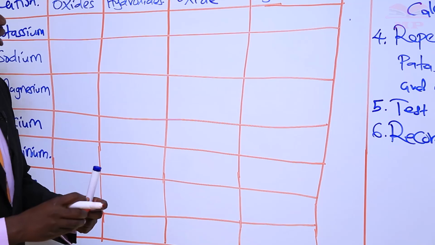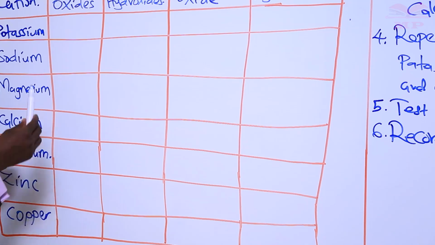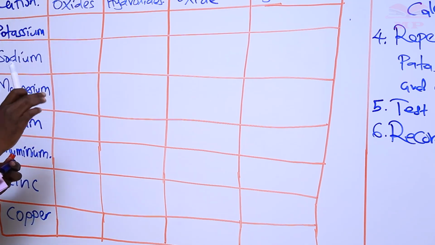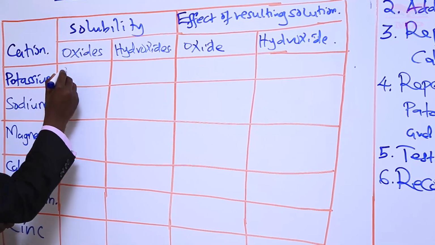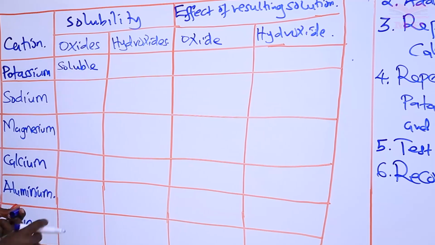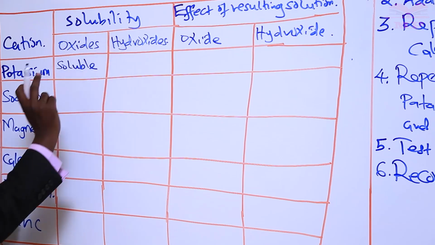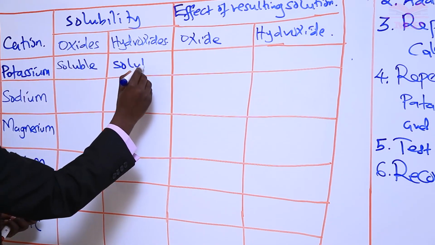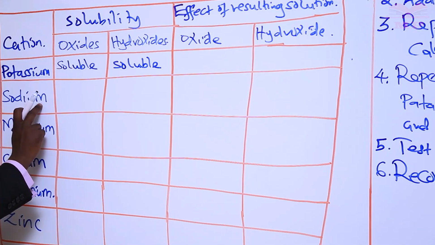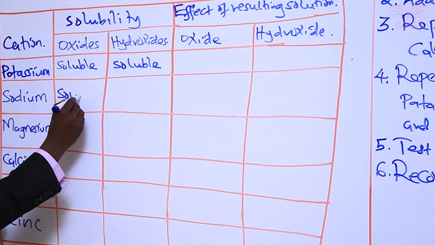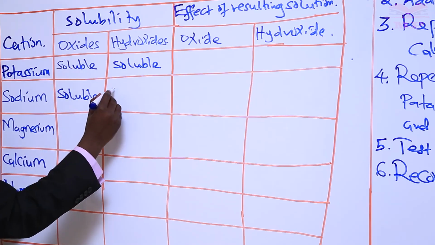So now we are saying that these are the expected observations, that potassium oxide, when it's dissolved in water, is going to be soluble. So in our table, we are saying potassium oxide is soluble in water. The same applies to potassium hydroxide, it is also going to be soluble in water. We come to sodium oxide, it's also soluble in water. Then sodium hydroxide is also soluble.